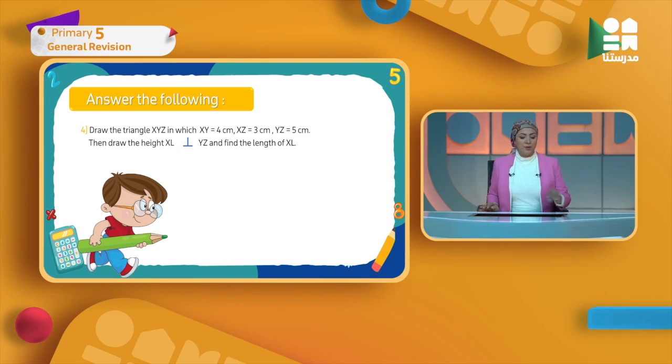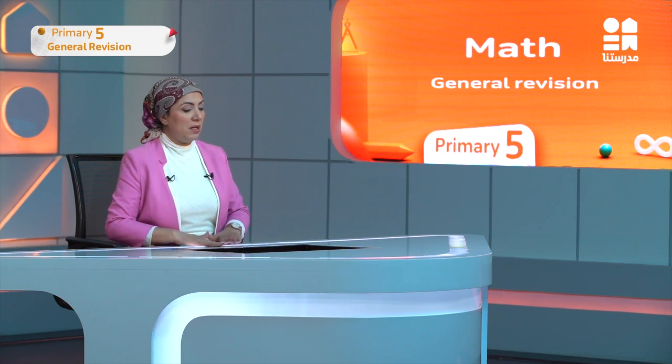Okay, now to the last question. Answer the following. Draw the triangle XYZ in which XY equals 4 centimeters, XZ equals 3 centimeters, and YZ equals 5 centimeters. Then draw the height XL perpendicular on YZ and find the length of XL. Okay, before I draw a triangle, given its 3 sides, I usually choose the largest or the longest side to start with. This is going to be my base.